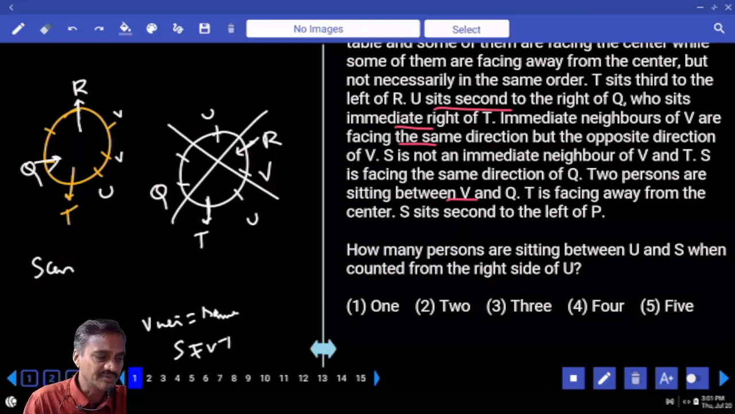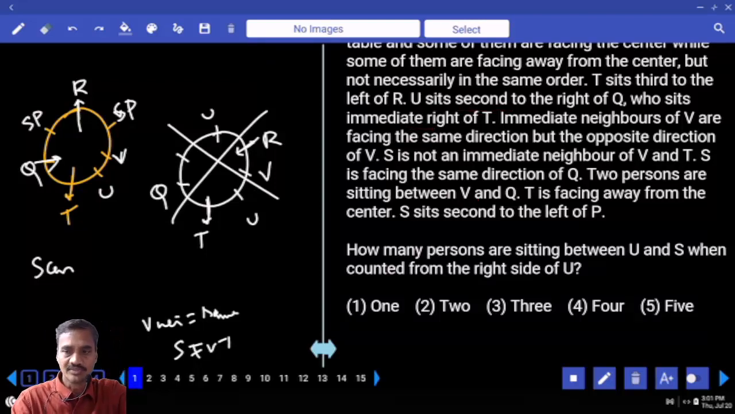Hence, S and P must be adjacent to whom? Adjacent to R. SRP, SRP. Now if SRP is here, V must be here. Then T sits second to the left of R, and T sits out to the left of R.